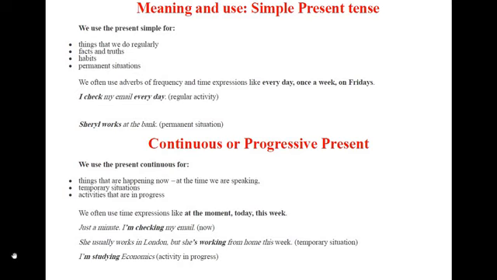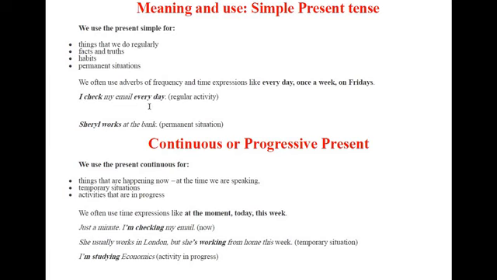We often use adverbs of frequency and time expressions like every day, once a week, on Friday. I check my email every day. Regular activity. So this is the first thing we already described: things that we do regularly. I check my email every day.